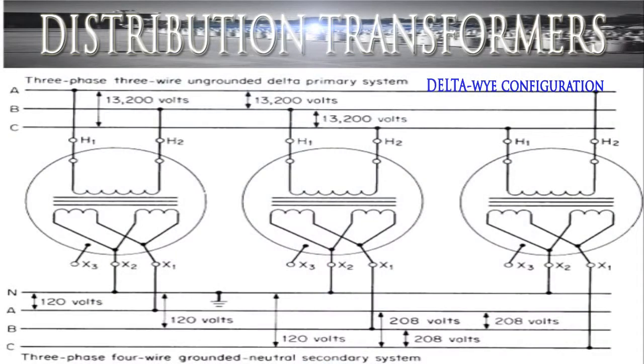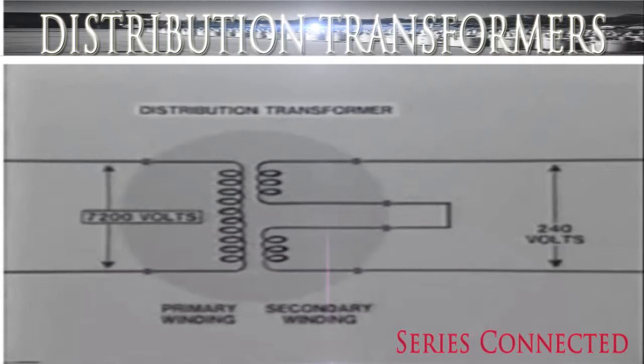A delta-to-Y configuration is a connection of the transformers wherein one is in Y form and the other is in delta. A single-phase distribution transformer may be connected in series, parallel, or series and center-tapped connection. A series-connected transformer is a transformer wherein the inductance and the secondary winding are connected in series.